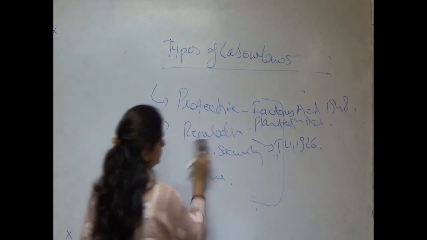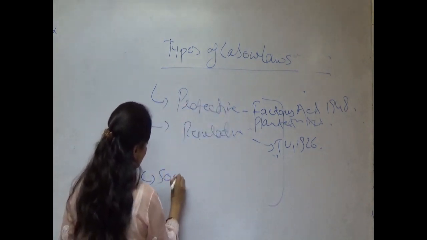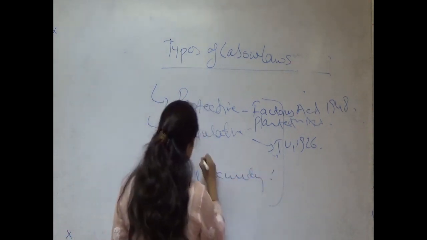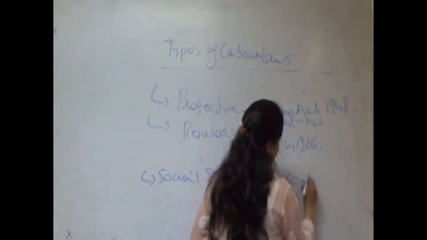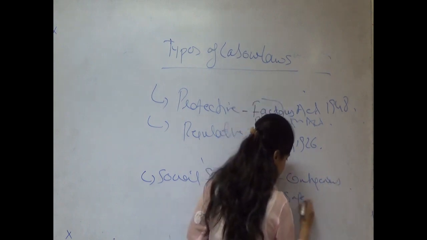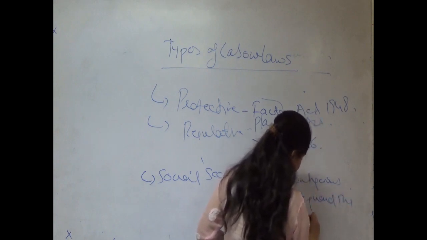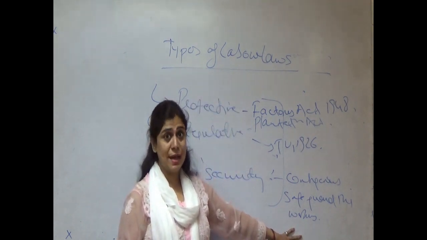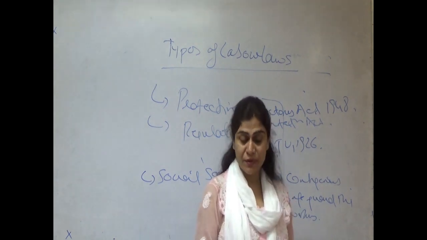Thirdly, social security. Social security means safety against contingencies, to safeguard the workers from various kinds of contingencies, from accidents. For example, the Workers' Compensation Act, the ESI Act, and the EPF Act.